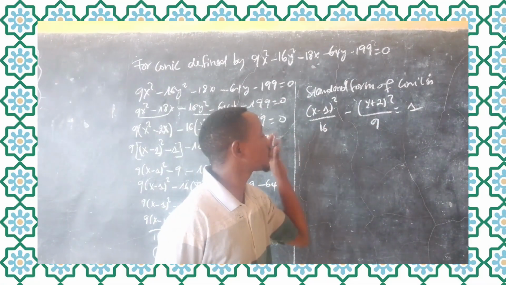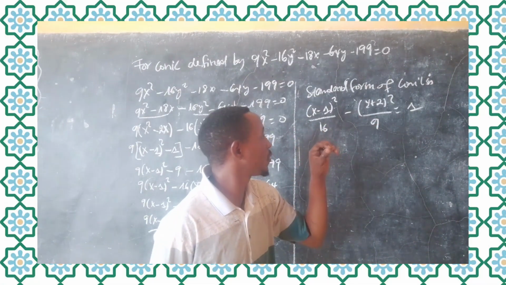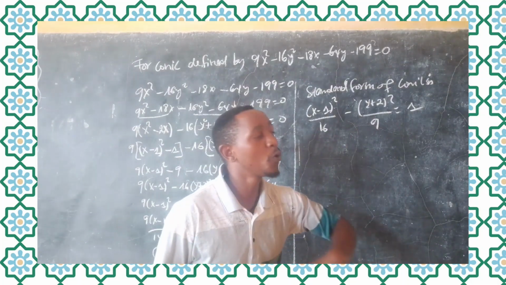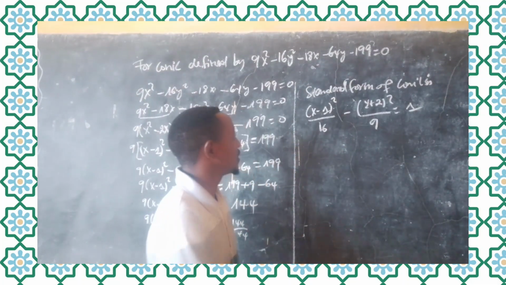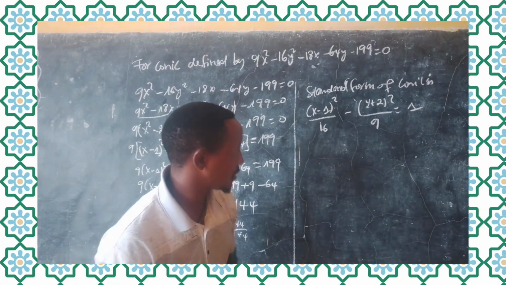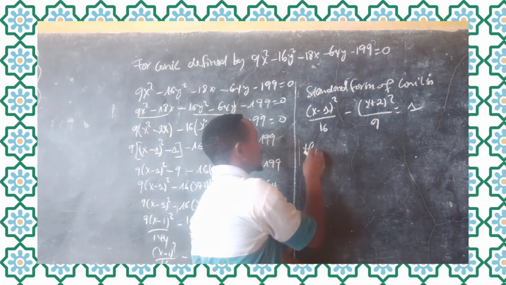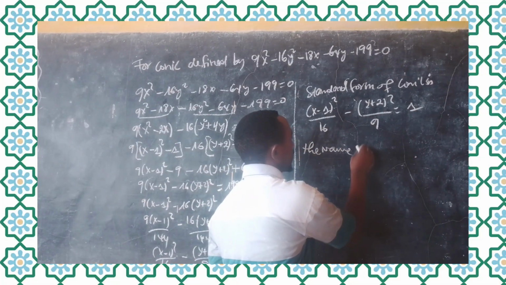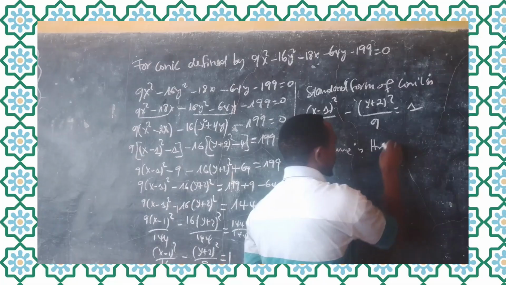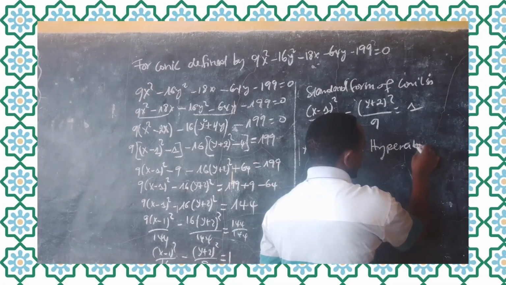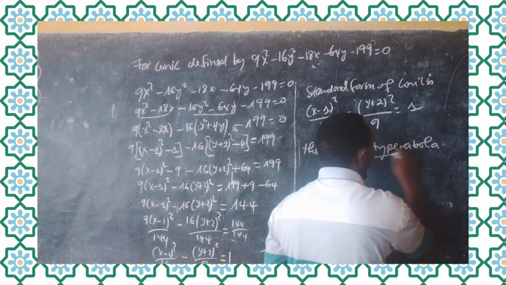The hyperbola is located horizontally along the x-axis, because the x term is positive. It means that the name is a hyperbola.